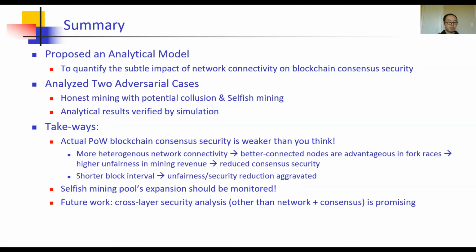Second, if there is a mining pool, its expansion should always be monitored just in case it adopts selfish mining and corrupts its most connected nodes. And third, there can be many other cross-layer analyses to deal with blockchain security. We consider them as future work.